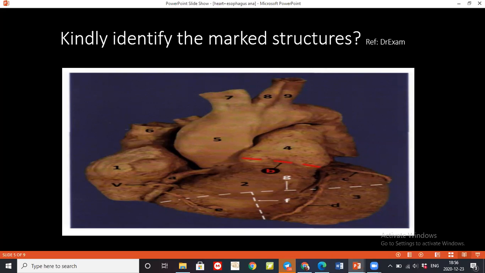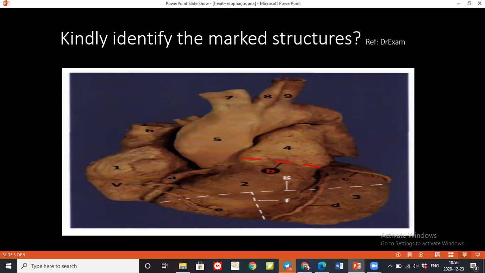Can you please tell me what are the origins of right coronary artery and left coronary artery? The right coronary artery lies anterior to the aortic sinus, while the left is posterior to the aortic sinus. Okay, what is this structure V? It's pointing at something here. Anterior cardiac veins, yes.